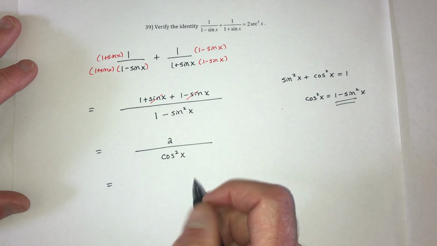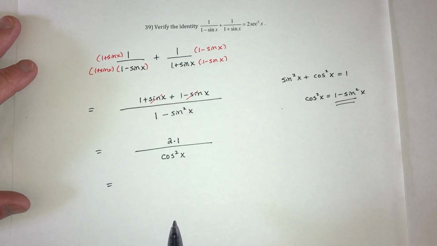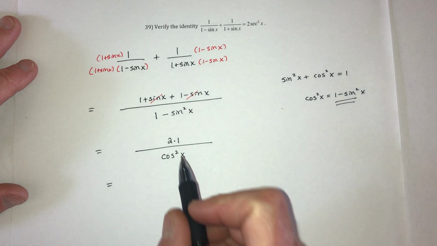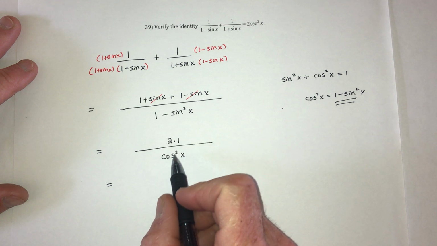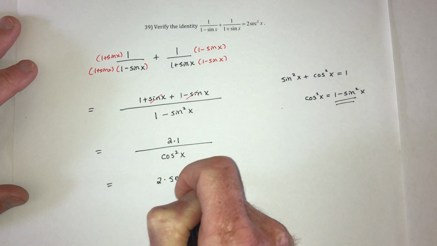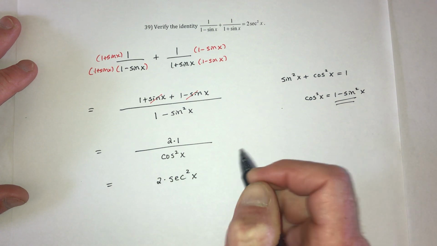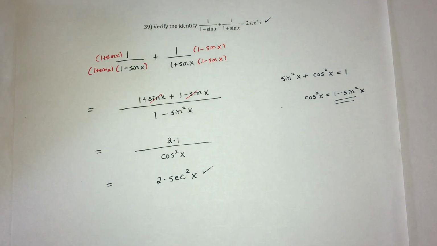And we're actually done because this can be viewed as 2 times 1, and 1 divided by cosine is secant. So 1 divided by cosine squared is secant squared. And the 2 just sits there. And that is what we were supposed to get. So that means we finished it.